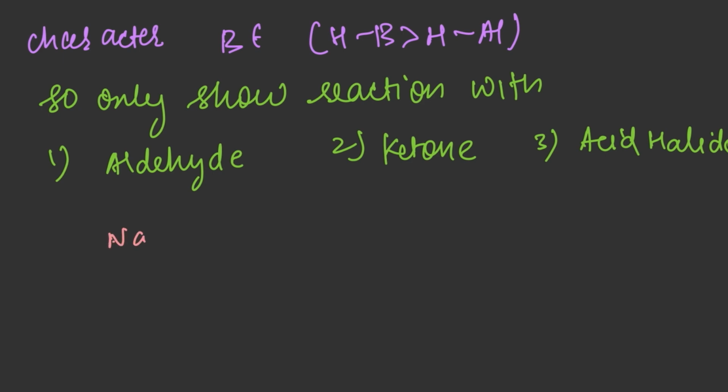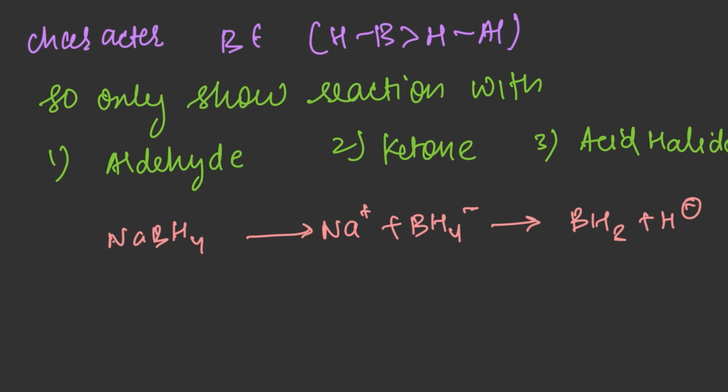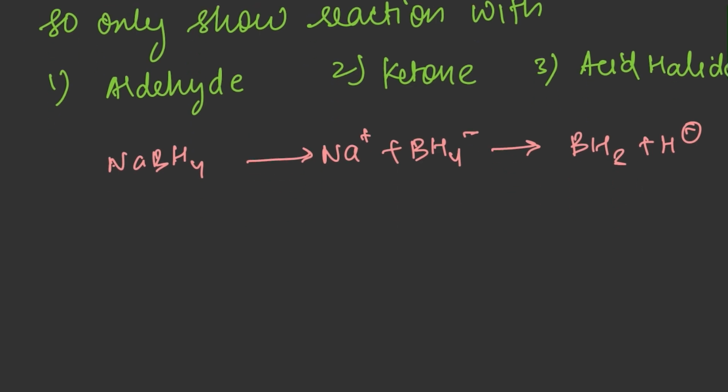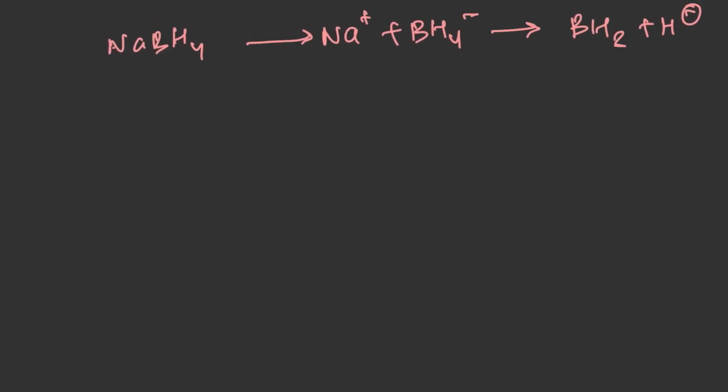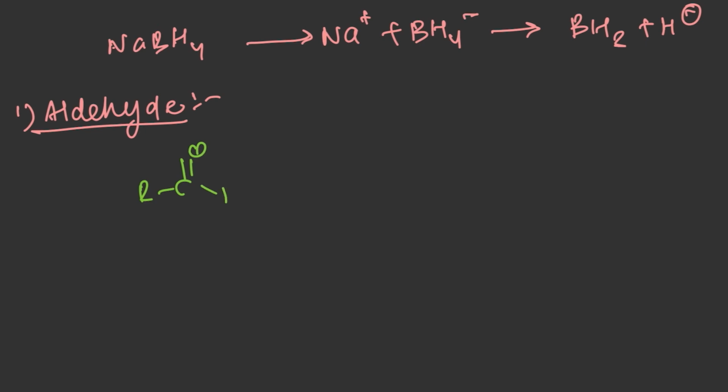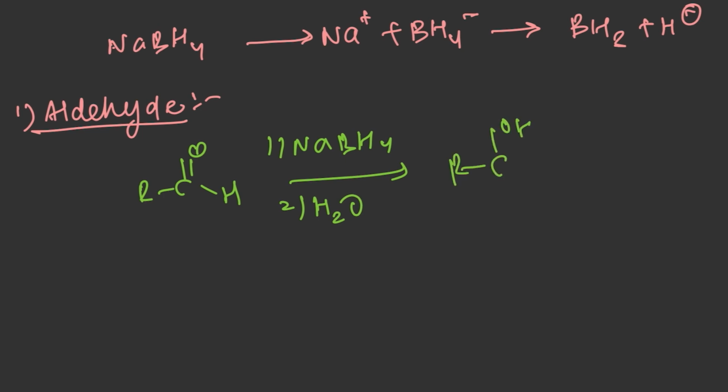So let's say we have NaBH4. NaBH4 gives Na plus and BH4 minus. Now BH4 minus gives BH3 plus H minus. So now let's talk about its reaction. First of all, let's say we have an aldehyde. RC double bond OH reacts with first NaBH4, second H2O. So it will form RCH2OH.